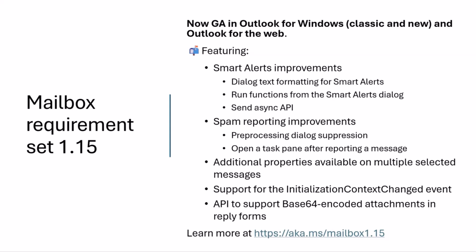And the great news is that you can start implementing these features in your production add-ins today with the new requirement set 1.15. This is now available in both Classic and New Outlook for Windows and Outlook on the web. It includes highly requested features from the community, such as the Smart Alert improvements in dialog text formatting, running functions from the Smart Alerts dialog, and ability to programmatically send emails. Spam reporting improvements like the pre-processing dialog suppression and ability to open a task pane after reporting a message. Additional properties available on multi-selected messages, support for the initialization context change events, and finally, an API to support base64 encoded attachments in reply forms.